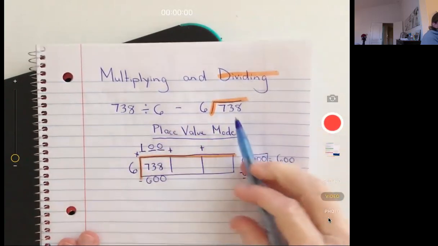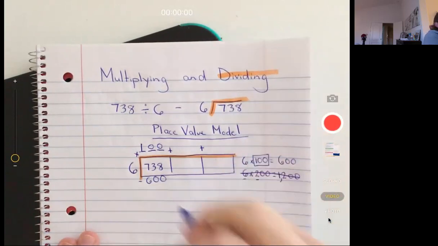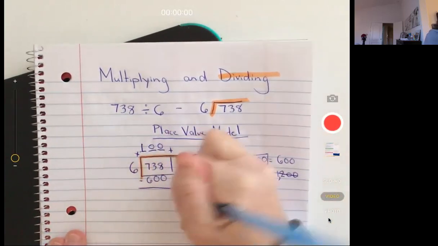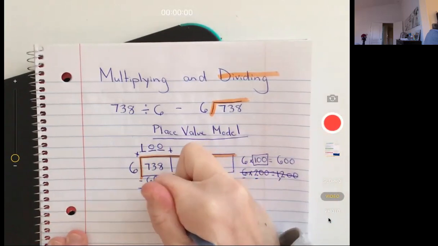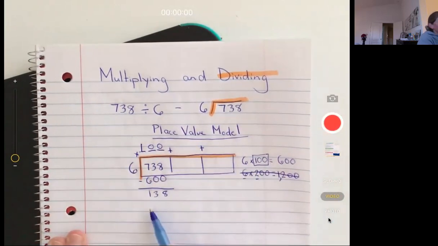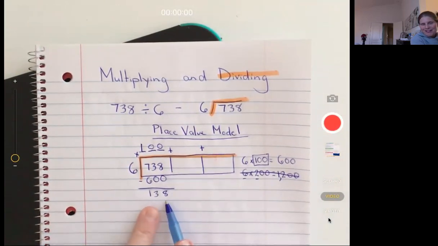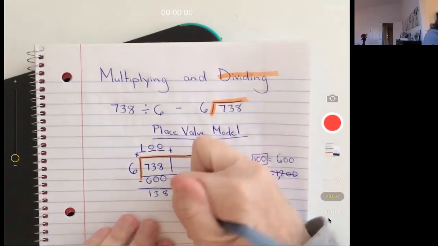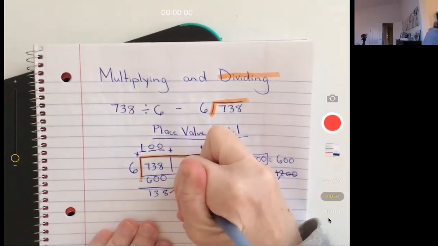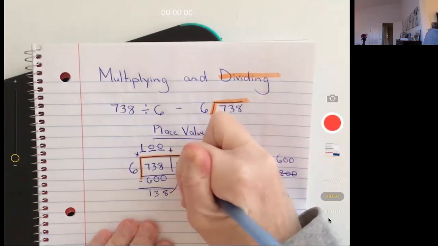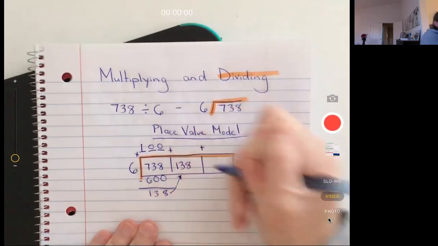And just like I do when I'm doing this type of division, I'm going to subtract. When I subtract, I'm going to get 138 left over. Okay, I'm not done. This is not a remainder like we've been practicing. So I'm going to draw an arrow. And this is what's left over. This is my next step.